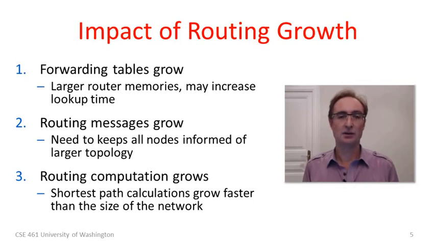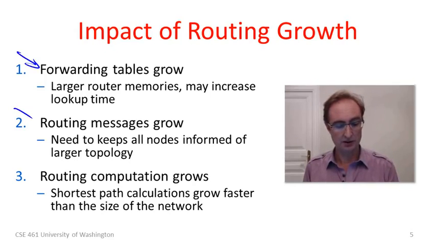The impact of all of this routing growth is bad in pretty much every dimension you look at. You might look at the size of the forwarding tables that need to be kept in memory. That's growing. That's the one that's reached 450,000. That means both larger tables, so more memory in routers, and it could potentially mean an increase in lookup time depending how it's done.